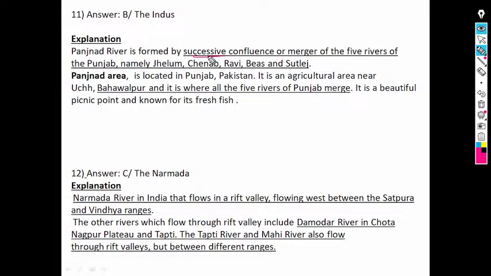Panchnath river is formed by successive confluence, or the merger, of the 5 rivers of the Punjab, namely Jhelum, Chenab, Ravi, Beas, and Satluj. Panchnath area is located in Punjab, Pakistan. It is an agriculture area near Uch, in Bahawalpur, and it is where all the 5 rivers of Punjab merge.